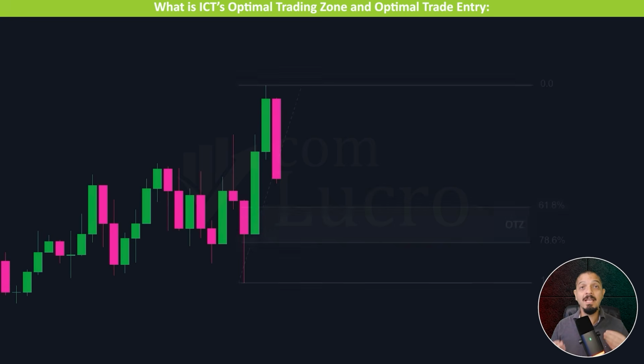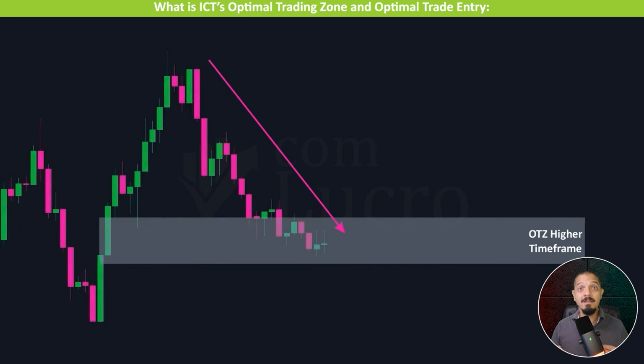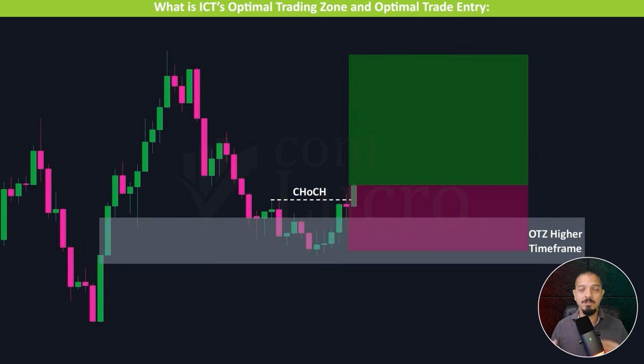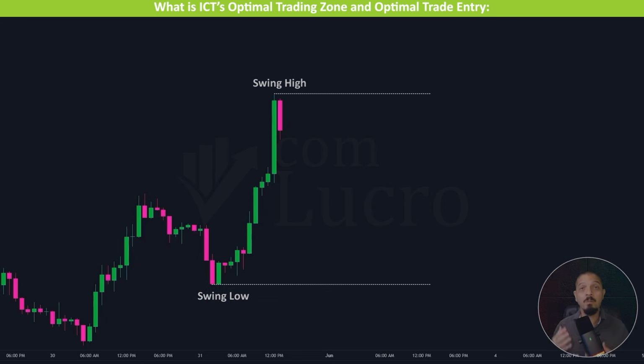So, what is ICT's Optimal Trading Zone and Optimal Trade Entry? This is a structured trade entry framework built around price swings, Fibonacci retracements, and market structure. Its goal is to identify where a pullback is most likely to end, allowing traders to enter with precision instead of chasing price or reacting late.